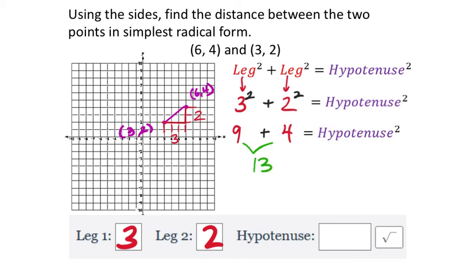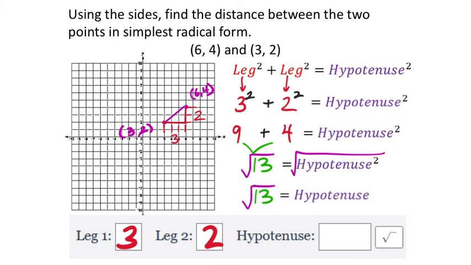Now remember, this is the area of the square created by the hypotenuse, but we don't want the area of the square. We just want the hypotenuse. So this is where we're going to square root both sides. Okay, so I have the square root of 13, well, that's just the hypotenuse. And yeah, I put that in the calculator and it cannot be simplified. So that's it. Square root of 13 is our hypotenuse.